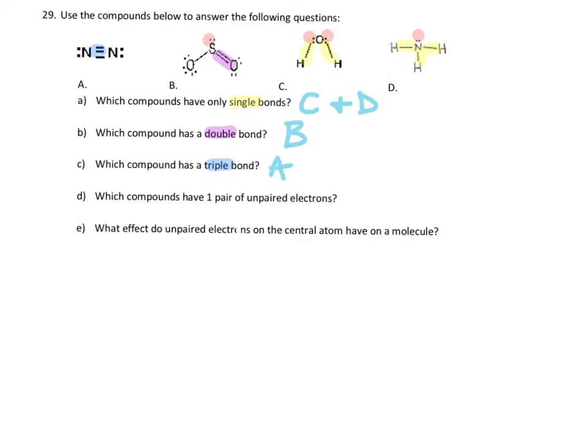Of the ones that have only 1 pair of unshared electrons, that would be B and D. Not C, because C actually has 2 pairs of unshared electrons, and that doesn't answer the question. The last question asks, what effect do unpaired electrons in the central atom have on a molecule? These unpaired electrons cause the molecule to be polar. They make a molecule polar.